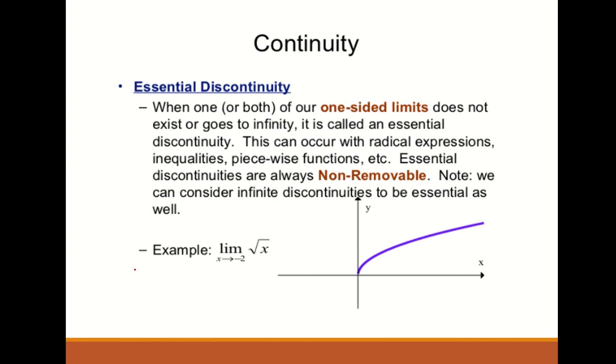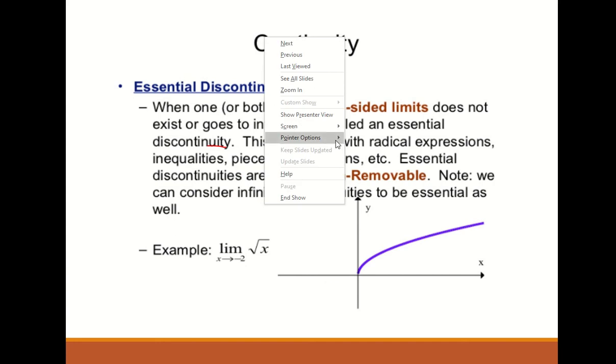So essential discontinuity is when one or both of our one-sided limits does not exist or goes to infinity, it is called an essential discontinuity. So when one or both of our one-sided limits, so we have the left-hand side limit and the right-hand side limit, does not exist, it can be just one of them or both of them that does not exist or goes to infinity. So it is called an essential discontinuity. Okay?